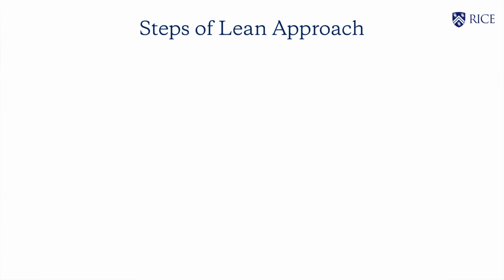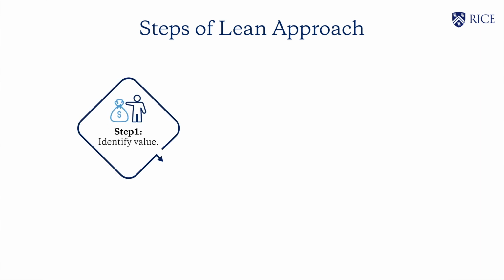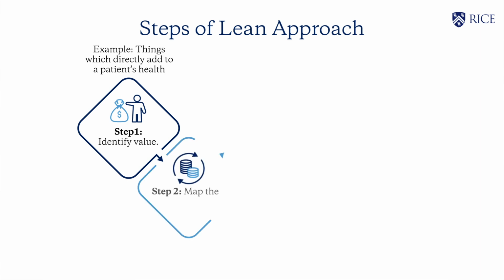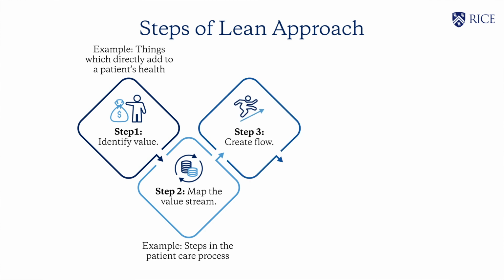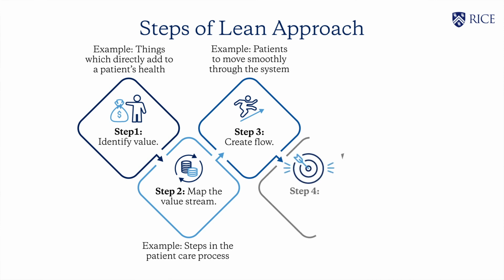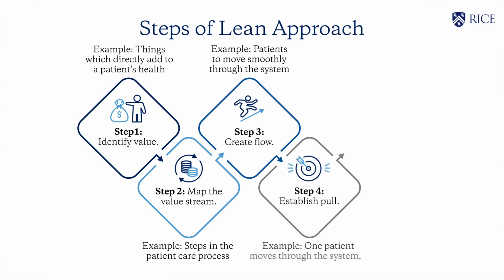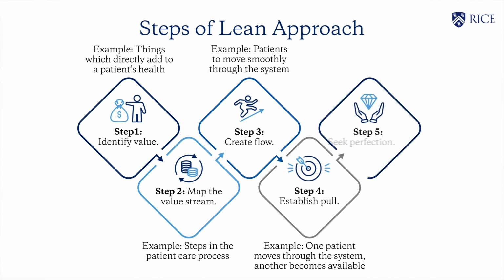The Lean steps are: number one, to identify value. In healthcare, these would be the things which directly add to a patient's health. Number two, to map the value stream. What are the care steps in the patient care process? Number three, to create flow. Patients should move smoothly through the system. Number four, establish pull. As each patient moves through the system, another patient becomes available. And lastly, seek perfection. You iterate on this process over and over.